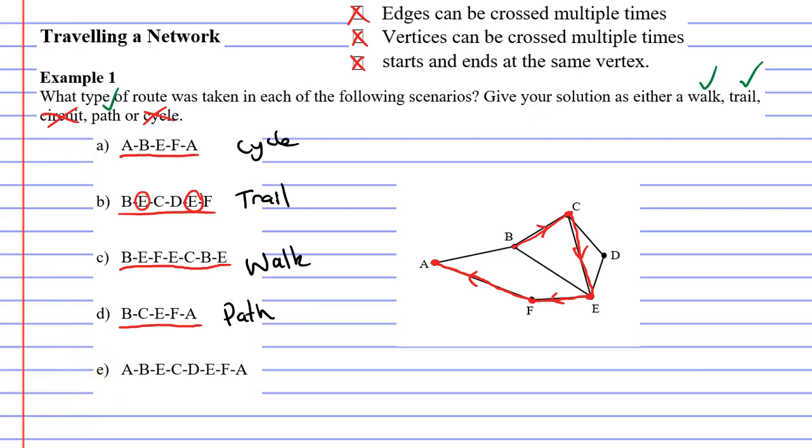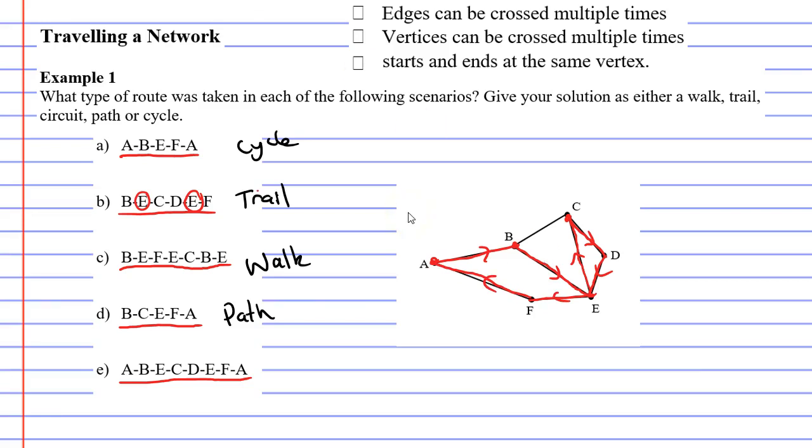Alright, moving on to question E, we'll rub out our markings first again. This time we are starting at vertex A and finishing at vertex A. Sounds like it's going to be either a circuit or a cycle because we're finishing and starting at the same vertex. So we start at A, travel across to B, then travel to vertex E, then across to vertex C, then down to vertex D, then across to vertex E, then to vertex F, and finally back to vertex A.